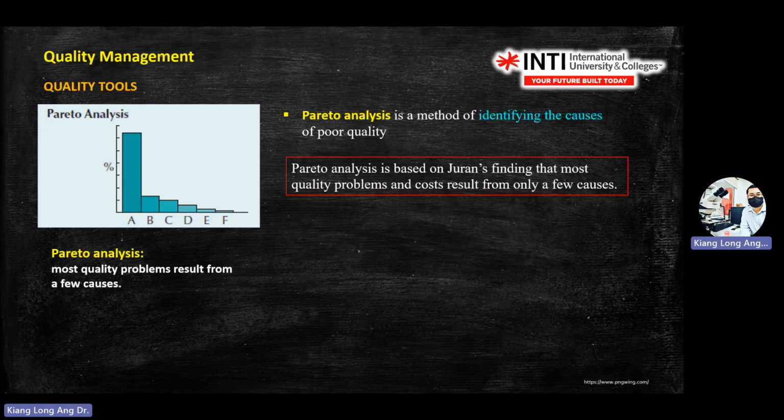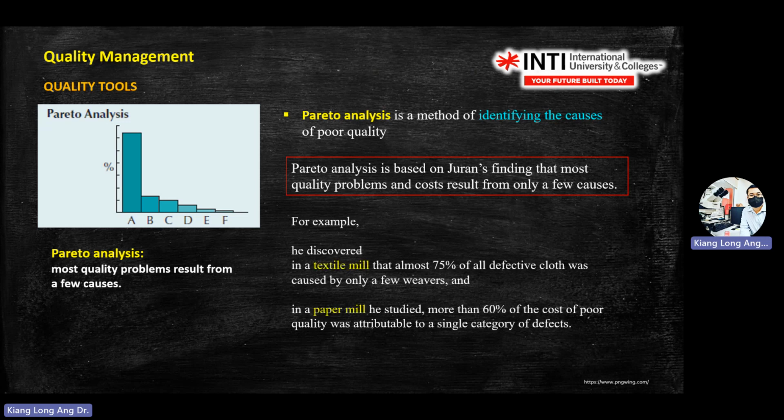The background of Pareto analysis is based on Juran. Just now there were a few group names there. So it is based on Juran's findings, to identify the causes of poor quality. So Pareto is for finding the cause of poor quality. This one you can get directly from the production floor. You ask the operator to help you tick, or you just keep counting the rejected components. Then you can build this Pareto analysis.